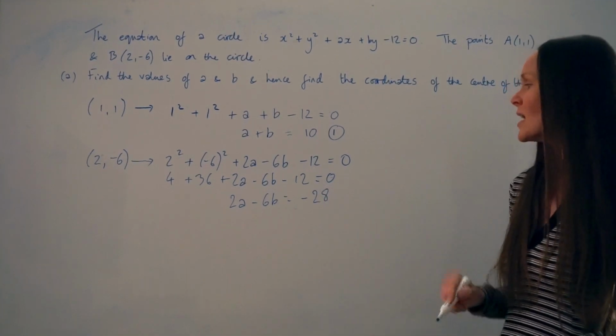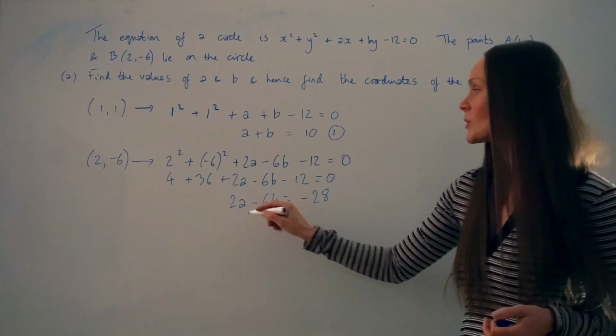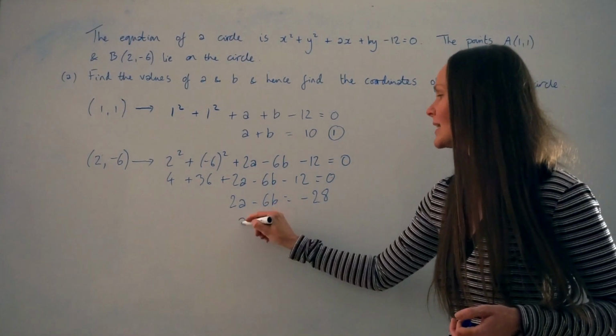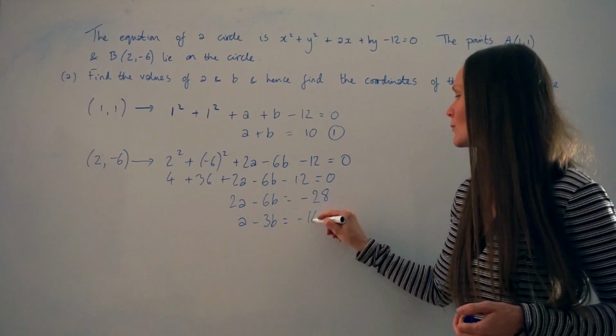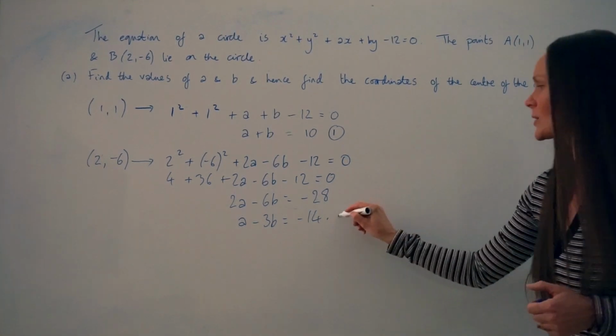Okay, one more thing I'm going to do here, just so it's a bit simpler later on, is I'm going to divide everything by 2, as there's a common factor here. So that leaves me with a minus 3b equals negative 14. Okay, so next, this is equation 2.